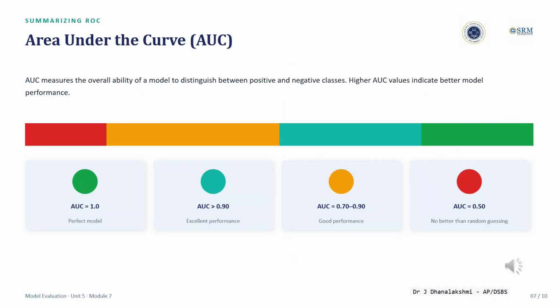Area under the curve, commonly known as AUC, summarizes the performance of a classification model using a single numerical value. A higher AUC indicates that the model is better at distinguishing between positive and negative classes. An AUC value of 1 represents a perfect model, values greater than 0.9 indicate excellent performance, values between 0.7 and 0.9 represent good performance, while an AUC of 0.5 suggests that the model performs no better than random guessing. AUC is widely used to compare classification models in machine learning.